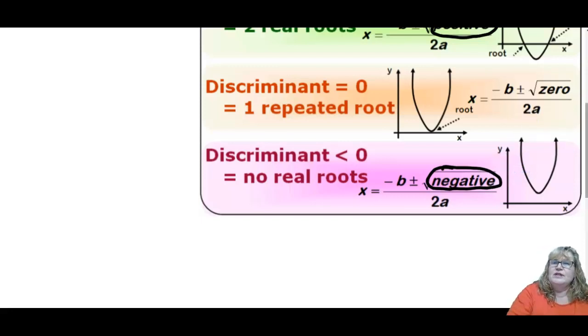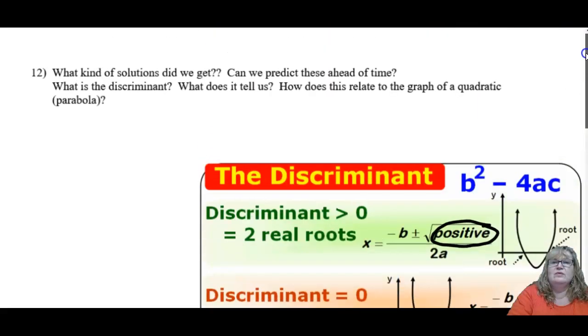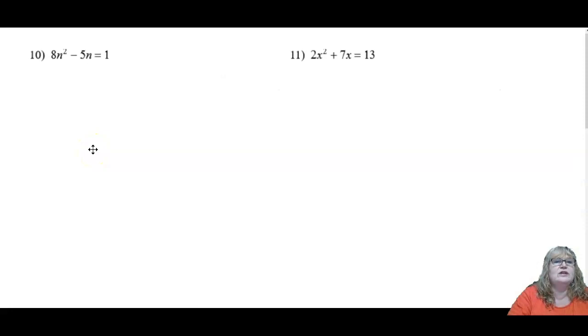The other option is we can have one solution only. You know what? I don't even know if I have one of those. I skipped a question here. I wonder if this one came out that way. I don't think it did. All right, if the discriminant had turned out to be 0, we would have wound up with only one solution.